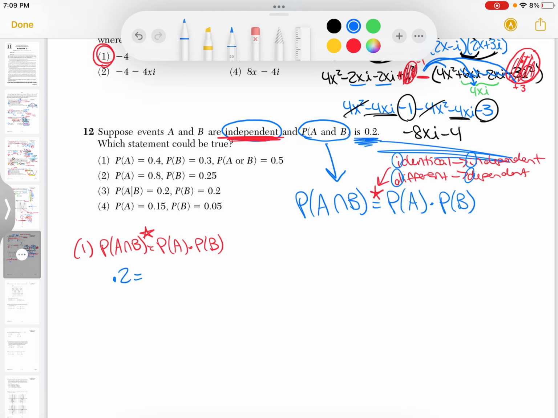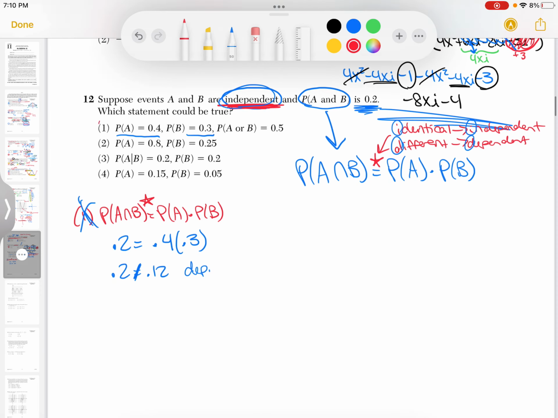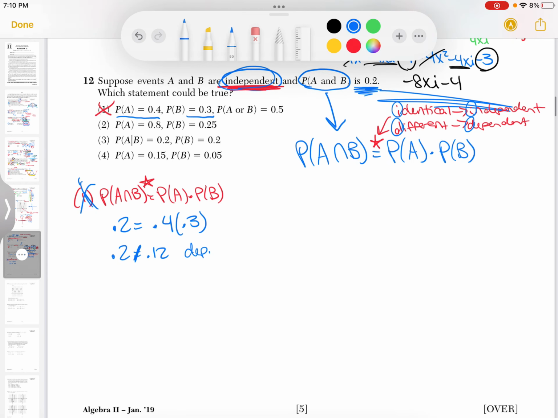Let's test this out. The probability of A and B is 0.2, so I'm going to plug that in here. Choice 1 is saying the probability of A is 0.4, so I plug that in here, times the probability of B, which is 0.3, so I plug that in here. When I multiply 0.4 times 0.3, I get 0.12, which is not equal. If they're not equal, it's dependent, so this is not my answer. Remember, I'm looking for the one that's independent. So choice 1 is out.